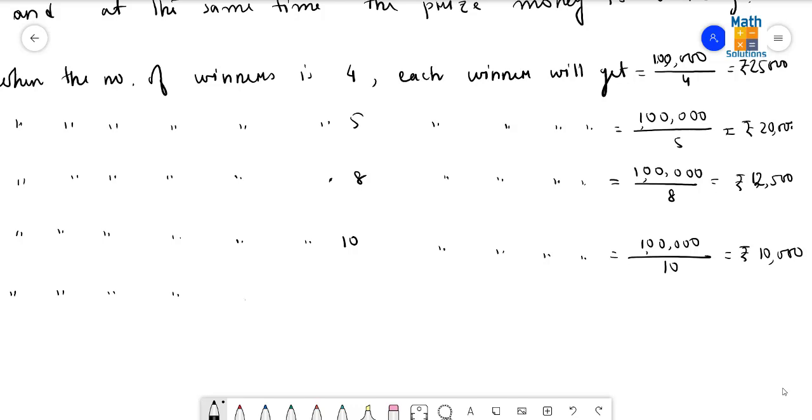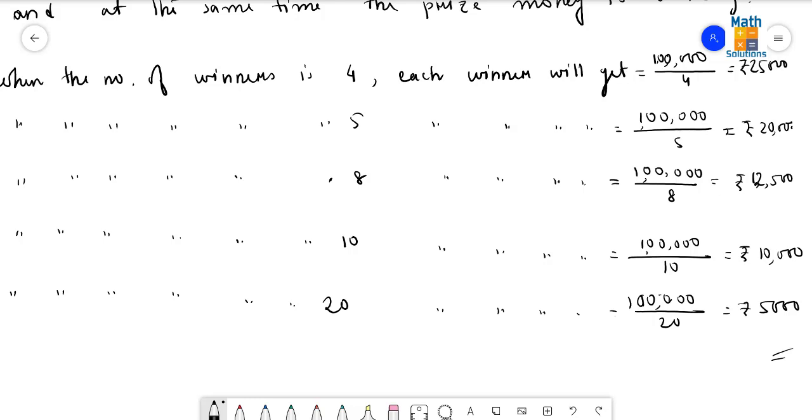Then when the number of winners is 20, the result to be obtained is like this: 1 lakh by 20, it is rupees 5,000. With these values the table can be filled in. So these are the answers. Question number 3 can be done in the same way. Next, we shall proceed to the next number.